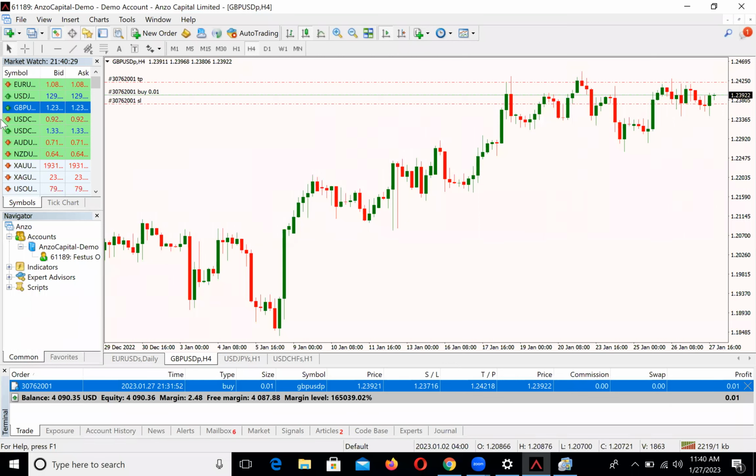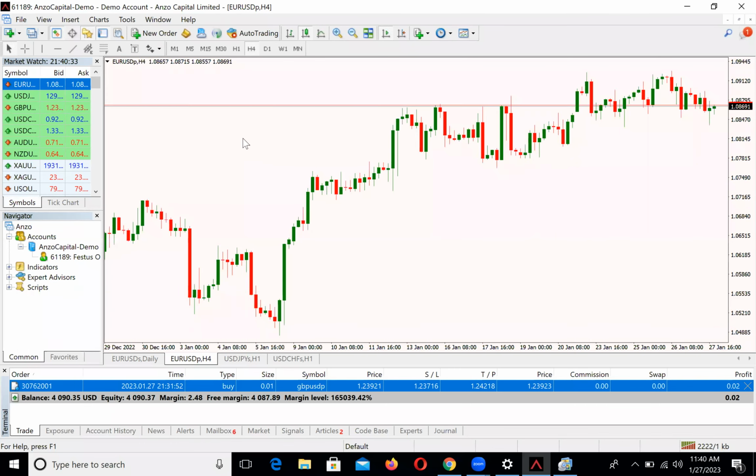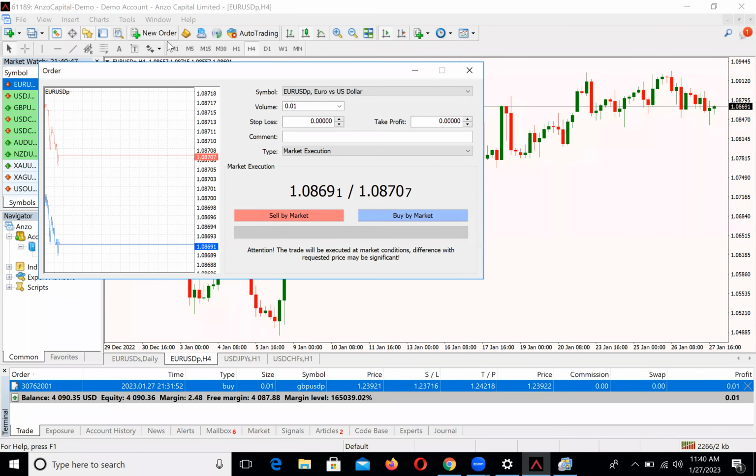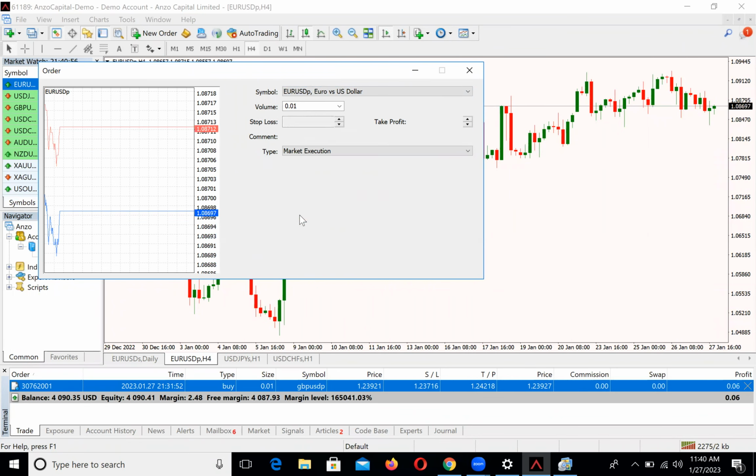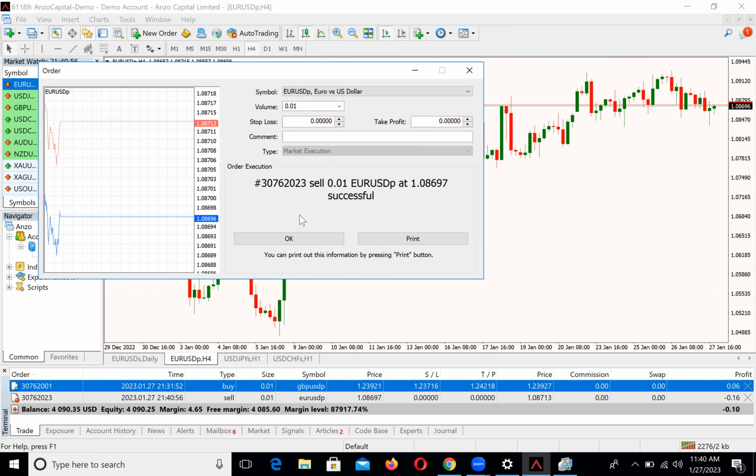So that's GBP USD. Let's go to Euro USD now and place a sell trade, so that you guys can understand how it is. Once again, we'll go to new order. Click on new order. Then see the Euro USD here. We've not implemented stop loss. We've not implemented take profit. Let us click on sell by market.